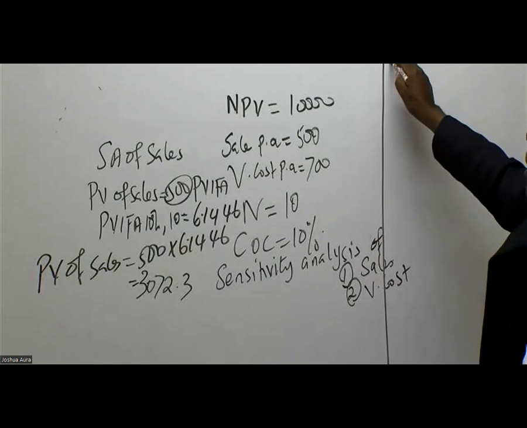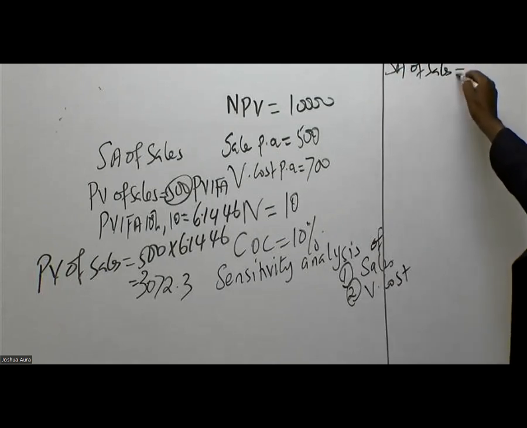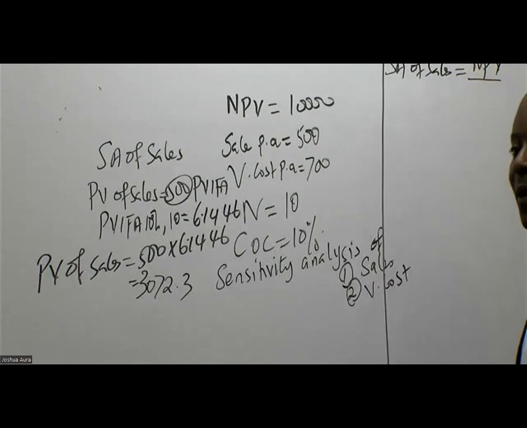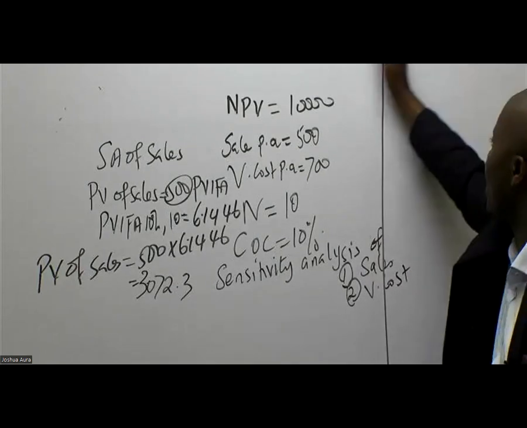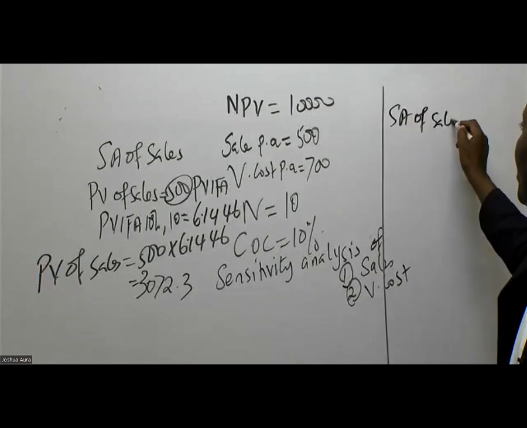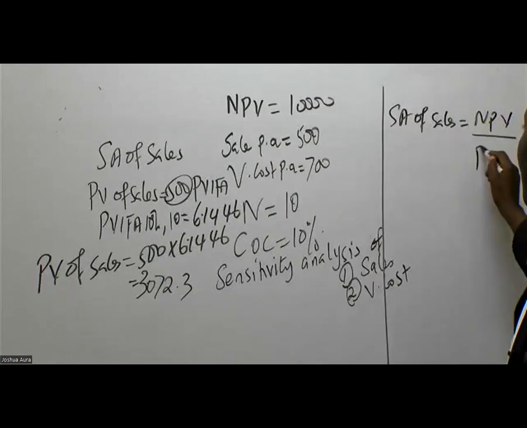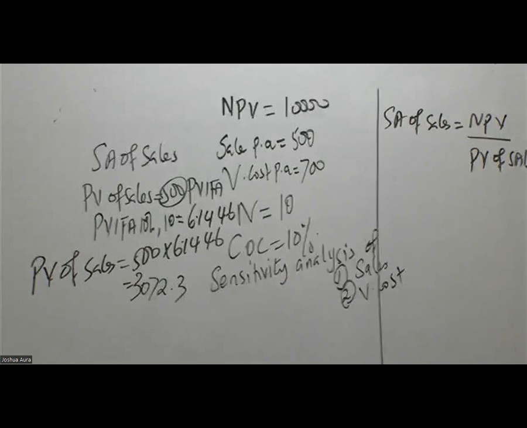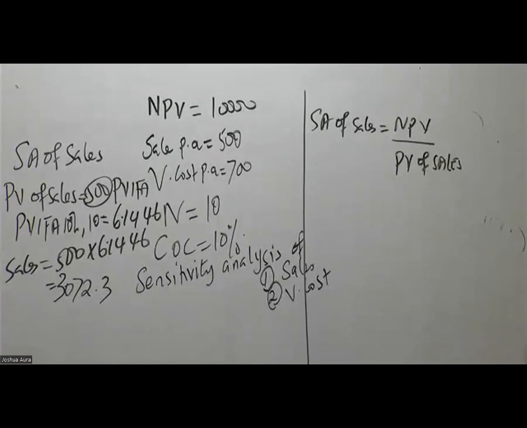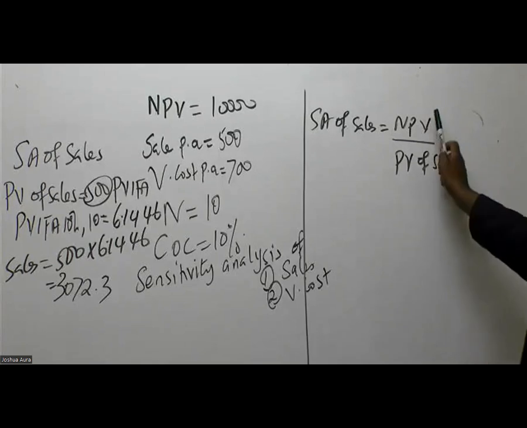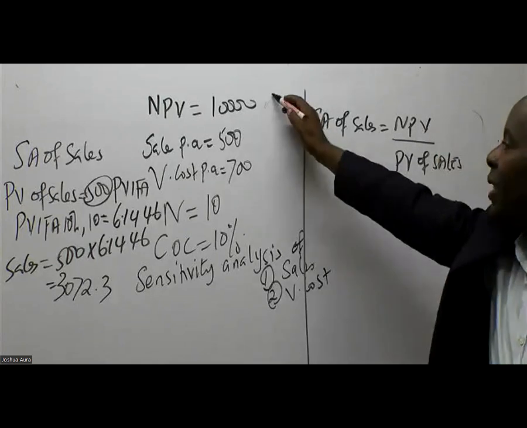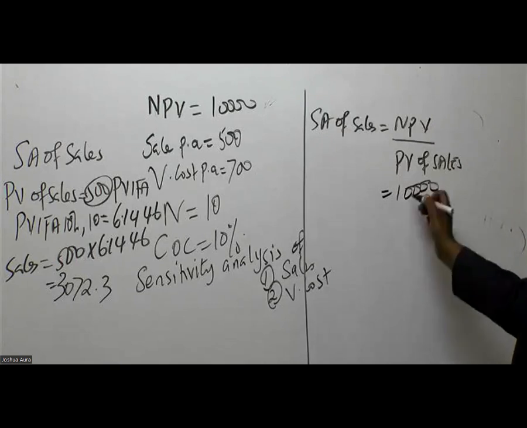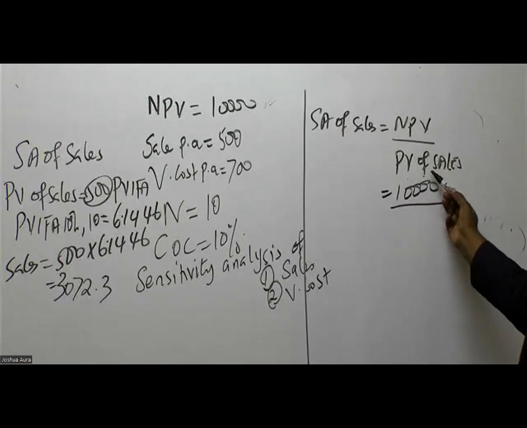Alice has told us that sensitivity analysis of sales will be equal to the NPV of the project divided by the present value of sales. So anytime they want us to give them sensitivity analysis of sales, what do we do? We start by taking the net present value of the project, which in this particular case is 10,000. So I will take 10,000 divided by the present value of sales.